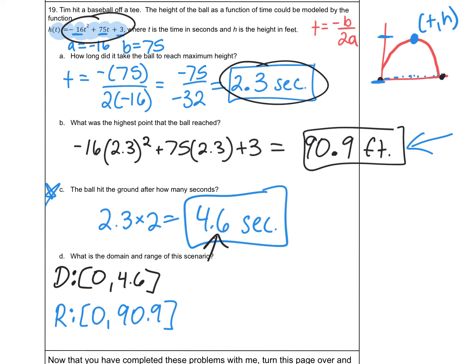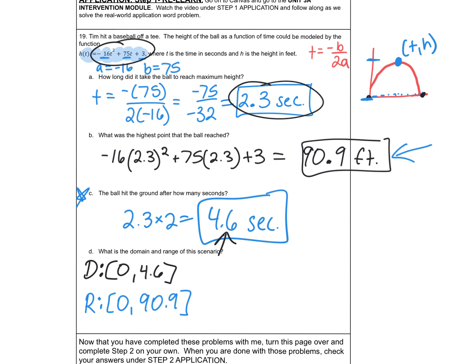That's all you have to do for the word problem. So negative b over 2a, plug it in, double the t value, and then tell me domain and range. If you need to draw this picture, do it. If you need to watch this video again, watch it again. Good luck, you got this.